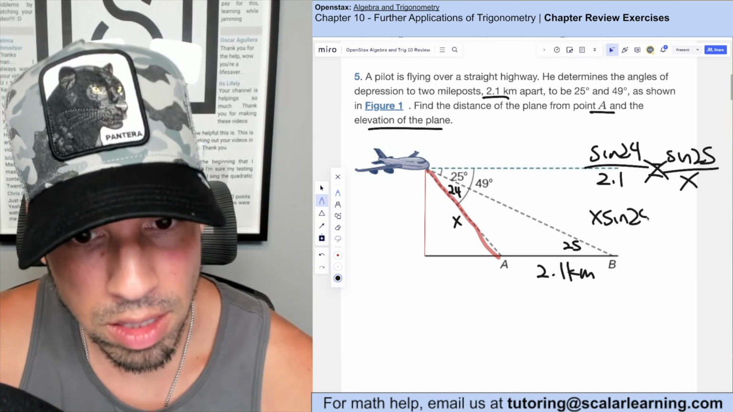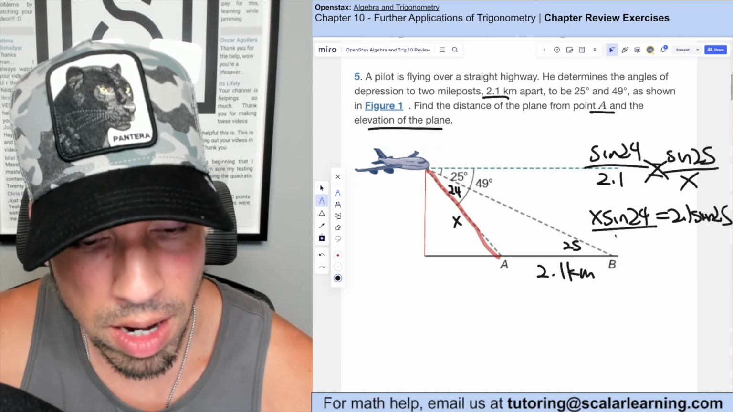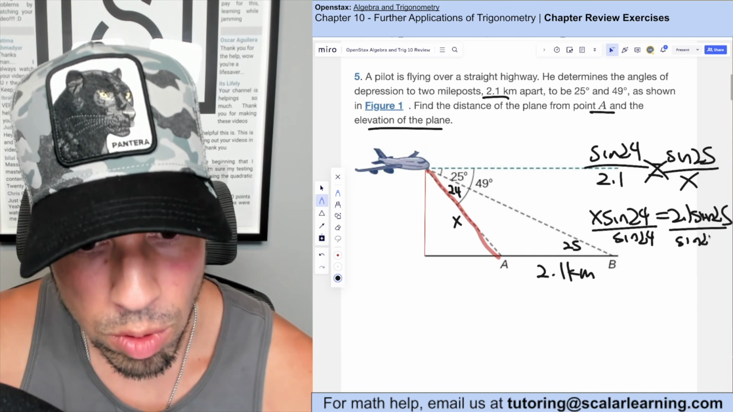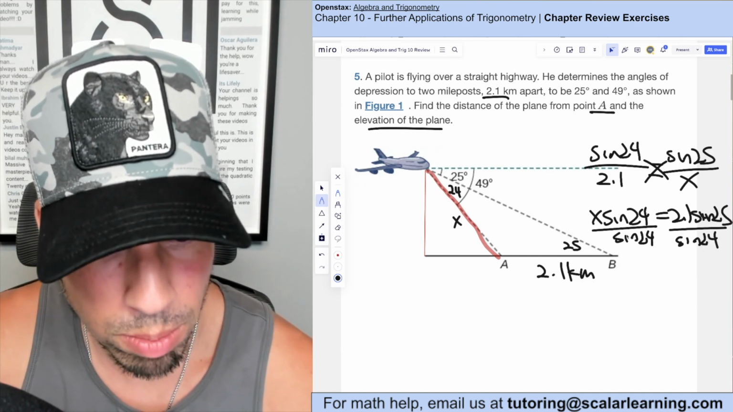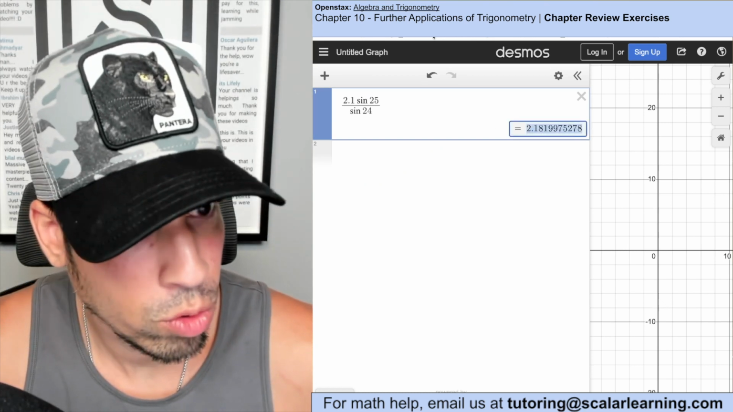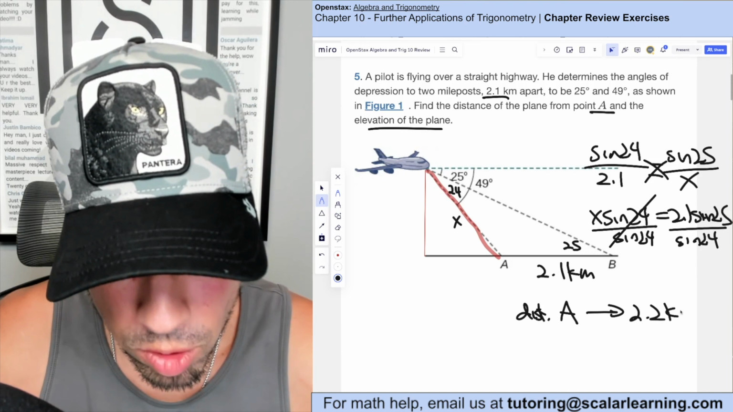X sine 24 equals 2.1 times sine 25. Divide by sine of 24 on both sides, like so, and we're going to plug that into Desmos now. Rounded to the nearest tenth would be 2.2. So the distance to A is 2.2 kilometers, and that's our x.